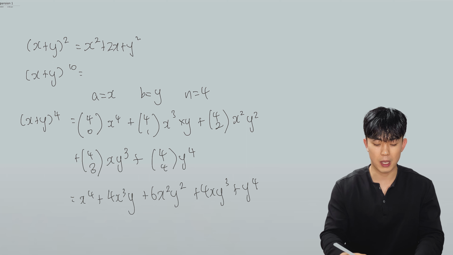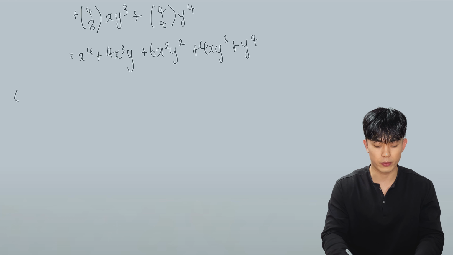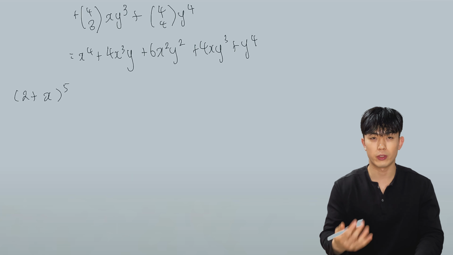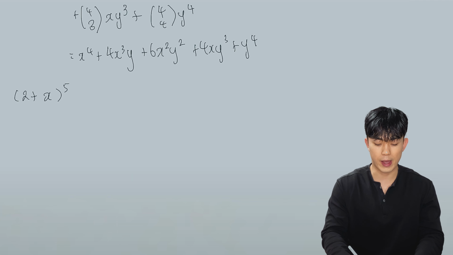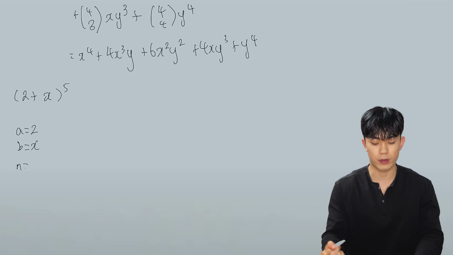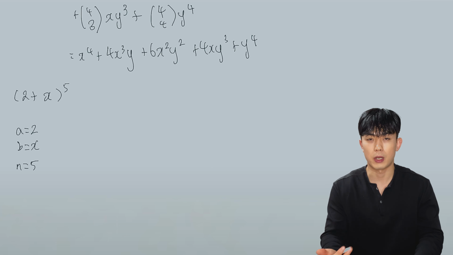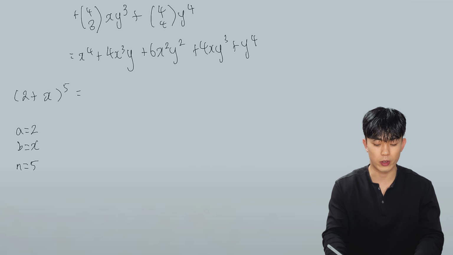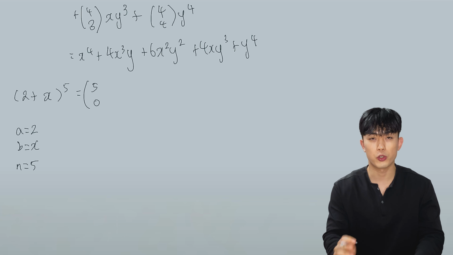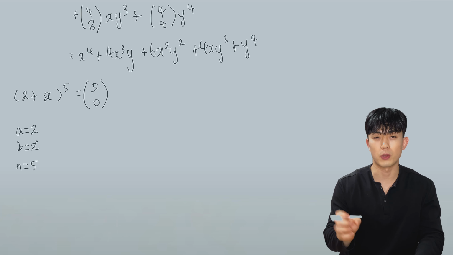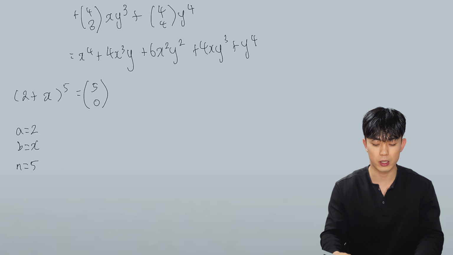So let's say maybe I want to expand, let's go for (2 + x) to the power of 5. So once again, you have to identify your a, b, and n value. In our case, our a is 2, our b is just x, and the n is 5. Once you've done this, now it's just plugging into the formula. So first things first, 5 choose 0. The choose button, if you're using a Casio calculator, should be here. Okay, so that's where the C button is.